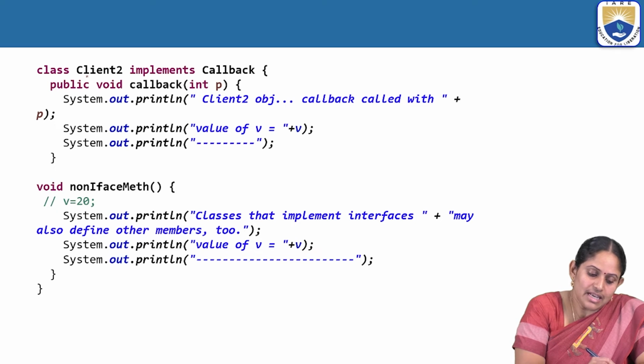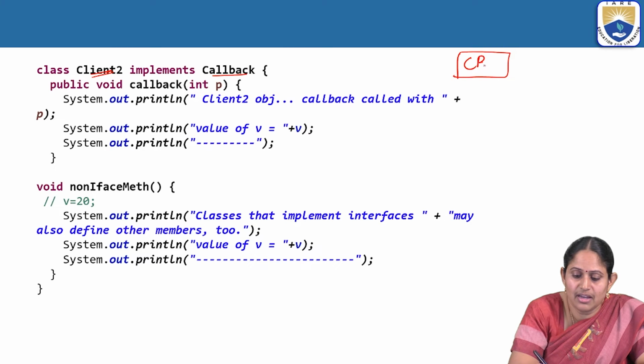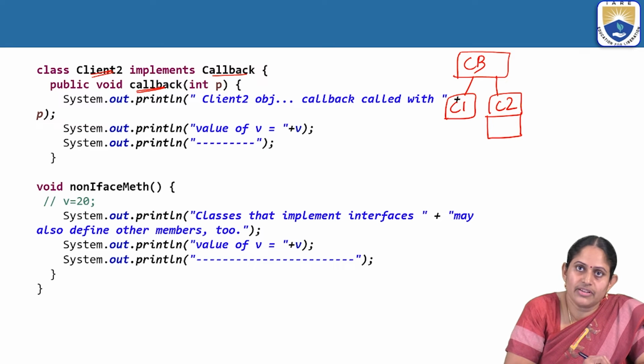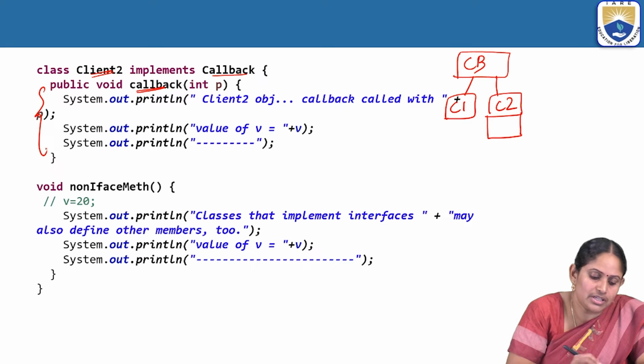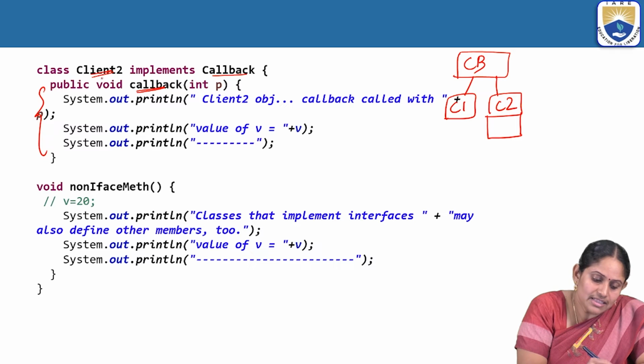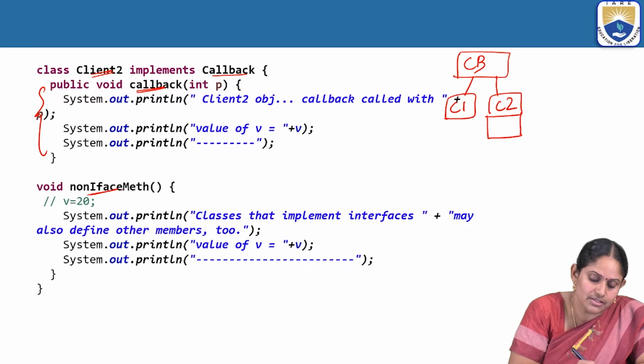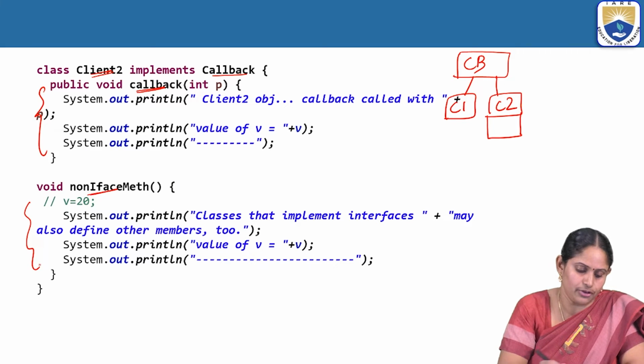Then we have another class client2, which is again implementing callback. So from that interface callback, we have class client1 and client2. This client2 has two methods. One is the interface method, giving the body for the interface method callback, and the other is its own method, a non-interface method. This is the member method of the client2 class, and we have some implementation for that.